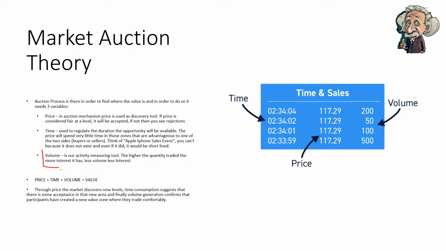Okay, any questions on this? Make sure you understand this level here, because directional performance plays a big role from here, plus the value area placement and the width of the value area.